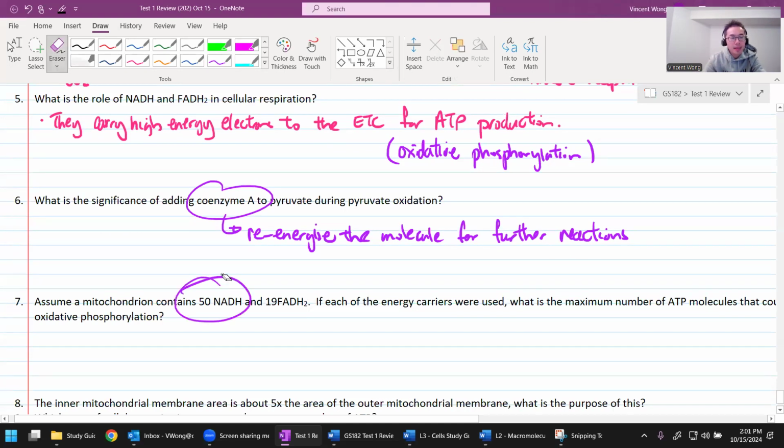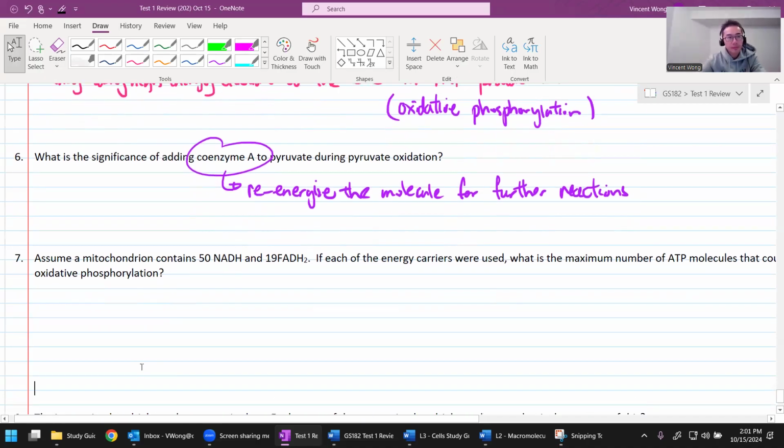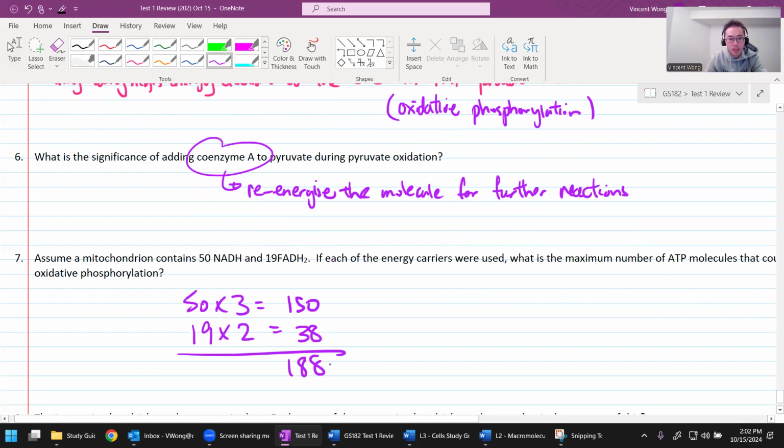How many ATPs can each NADH produce? 3. That's right. So we're going to take 50 times 3, which gives me 150. What about FAD? 2 ATPs. That's right, and that's 38. And when you add them up, it is 188. Okay? 188 ATP.